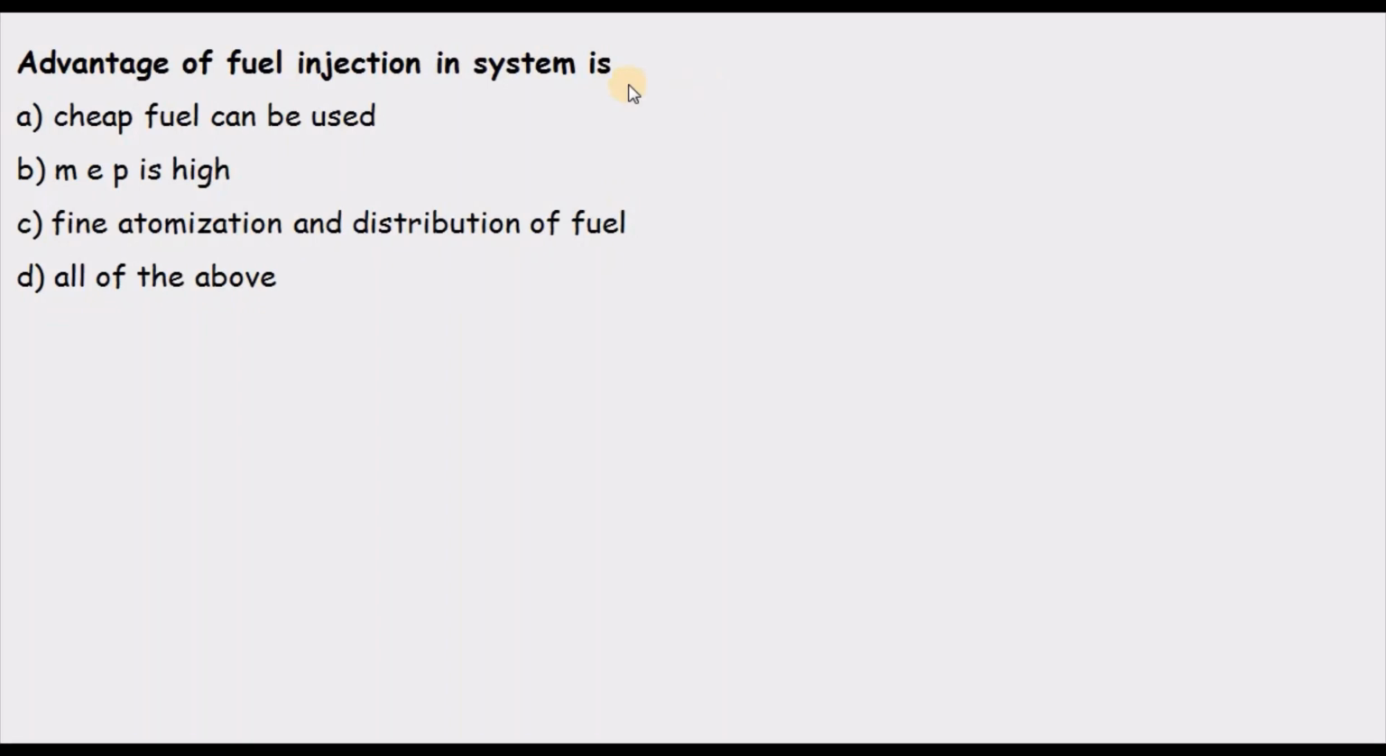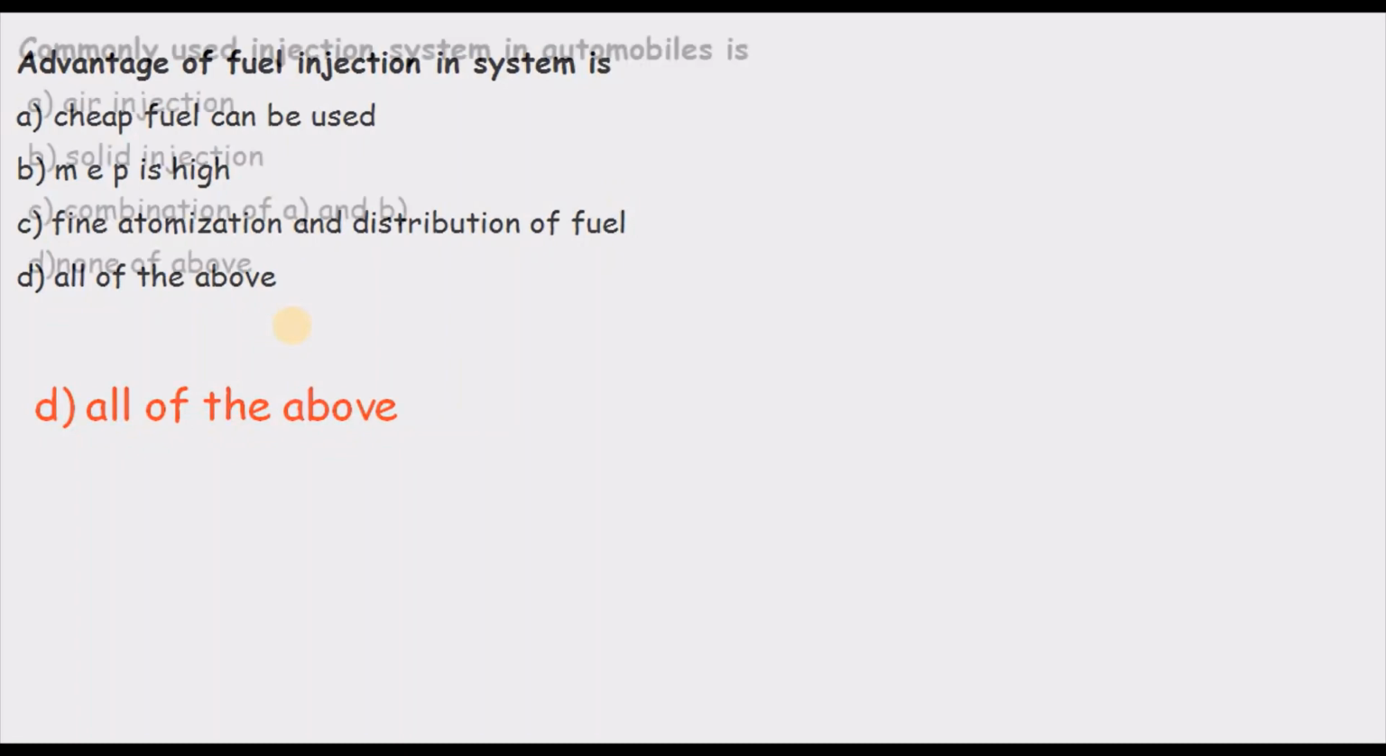Advantage of fuel injection system is obviously cheaper fuel can be used. All these are the advantages of fuel injection system. That is, cheaper fuel can be used, mean effective pressure can be higher, fine atomization and distribution is possible. So all of the above is the advantage of any fuel injection system.